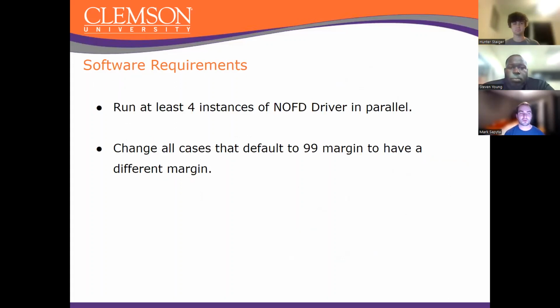We worked to run at least 4 cases simultaneously on our machines, and we worked to fix all the cases that defaulted to -99 margin, and we defined them to have a more continuous margin.